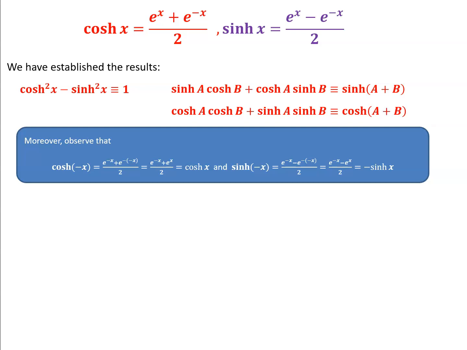Now, we just need to make one or two little observations. First of all, cosh of minus x is the same thing as e to the minus x plus e to the minus minus x divided by 2, which is the same thing as e to the minus x plus e to the x over 2, which of course is the same thing as e to the x plus e to the minus x over 2, which is cosh x. And similarly, we can see that sinh of minus x is the same thing as minus sinh x.